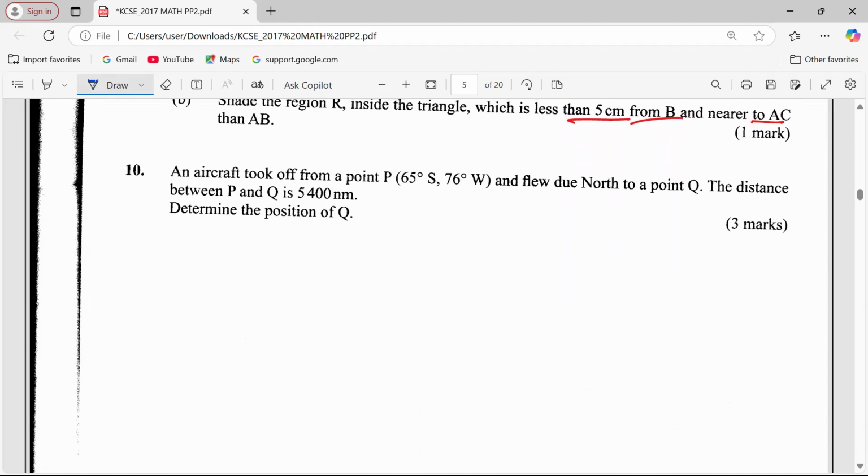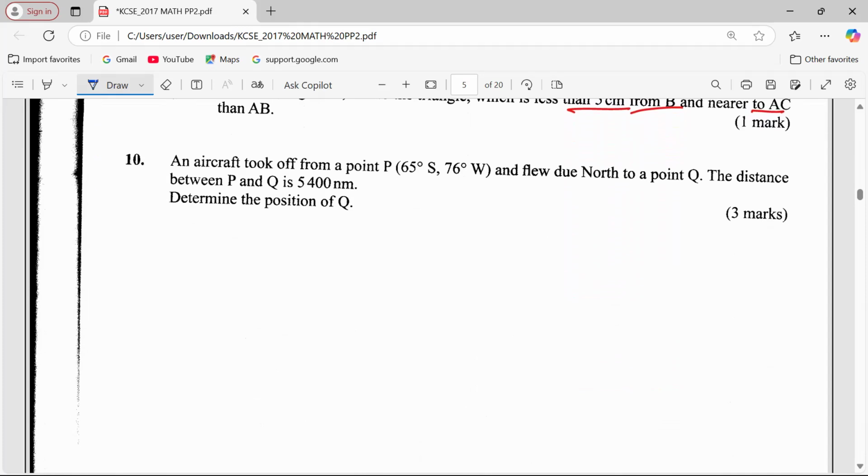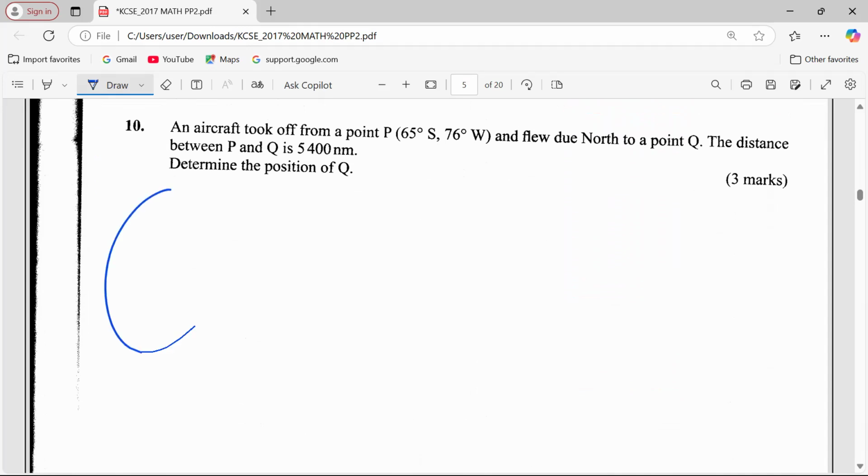Number 10, an aircraft took off from point P, 65 degrees south, 76 degrees west, and flew due north to a point Q. The distance between P and Q is 5400 nautical miles. Determine the position of Q. Equator, prime meridian. The position of P is 65 south, 76 west.